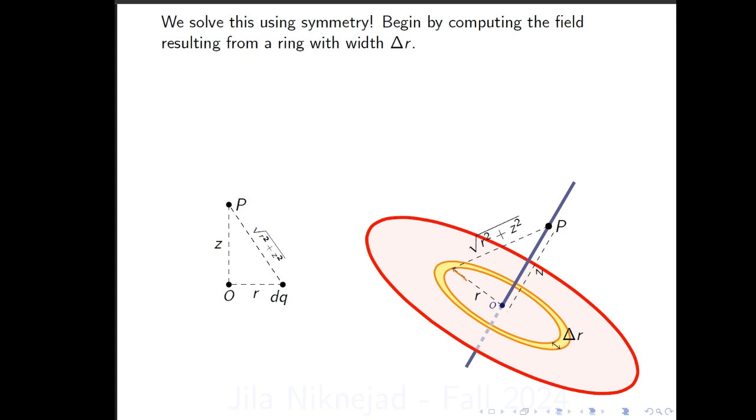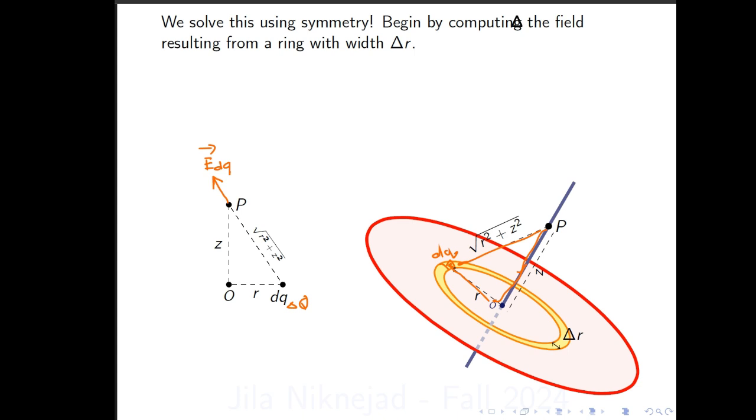Looking at this disk and point P, the distance from the origin is z, and the radius of the disk is capital R. A charge on the disk is at distance little r from the center, and the center has distance z from P. So the distance between any infinitesimal charge, which you can call dq or delta q, and the point P is going to be the square root of little r squared plus z squared.